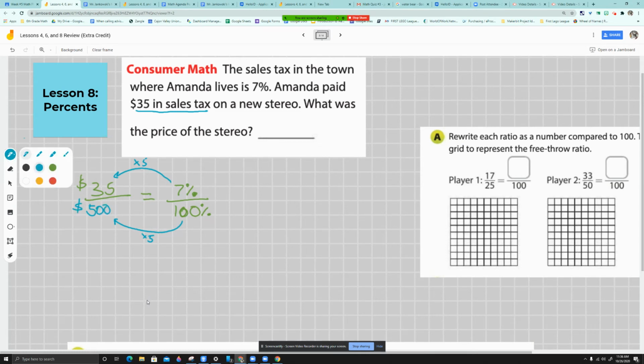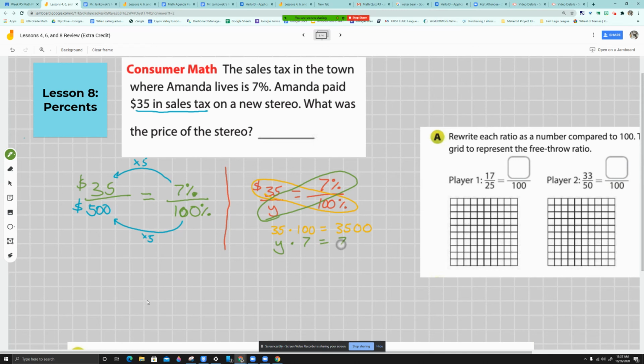Now I could use the butterfly method as well, which is the original method I was going to use. So let's do that too. We have $35 over Y equals 7% of 100. And if I cross multiply, 35 times 100 is 3,500. And if I cross multiply Y times 7, I get 7Y.